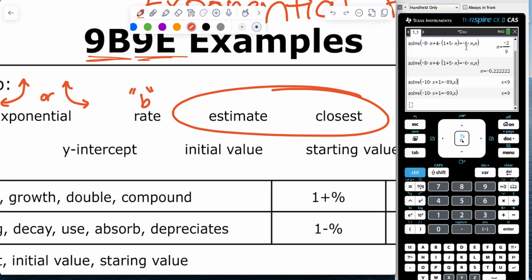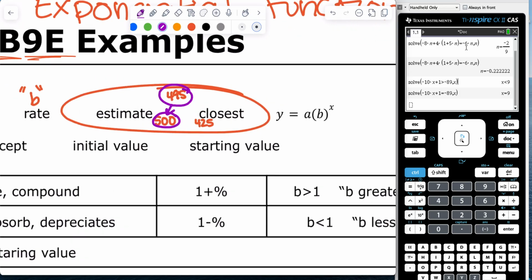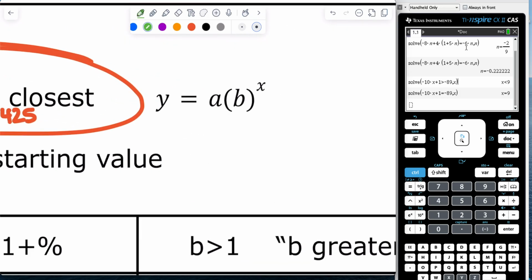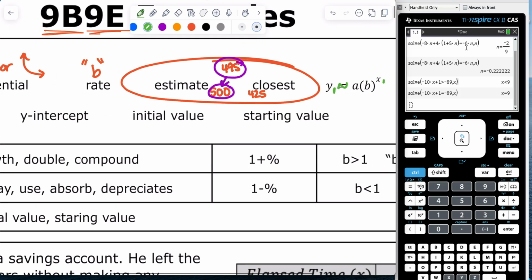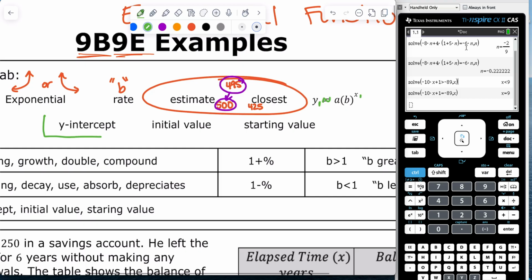So if I have 495, is 495 closer to 500 or 425? 495 is going to be closer to 500, okay? Closest answer. May not be exact, but closest. Now, if I took a look at this equation, I need to change it for Desmos. I'm going to put my little bitty ones, and then put that equal sign and change it to a squiggly line.